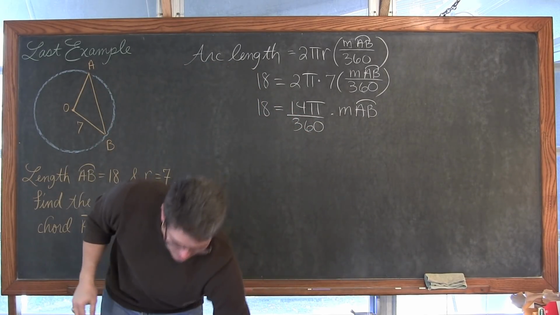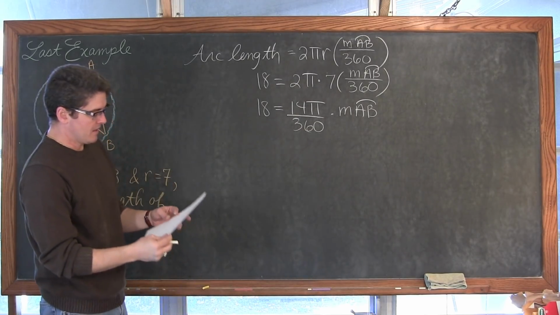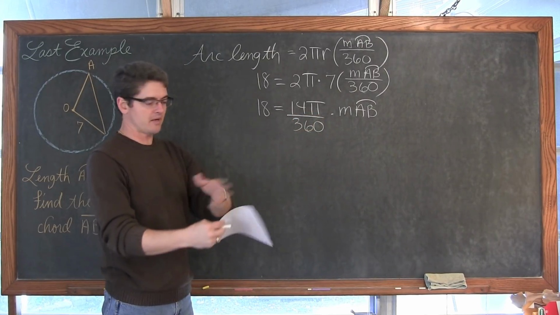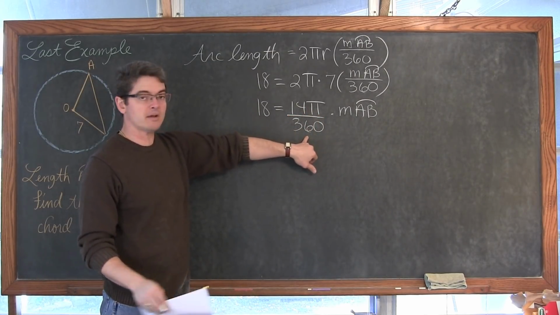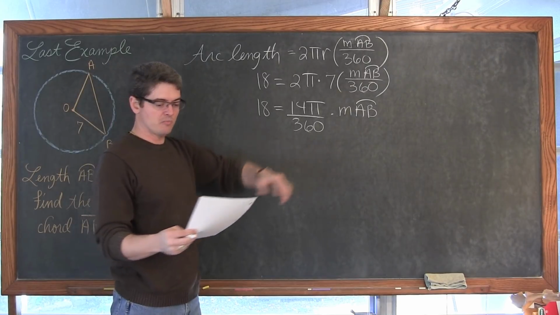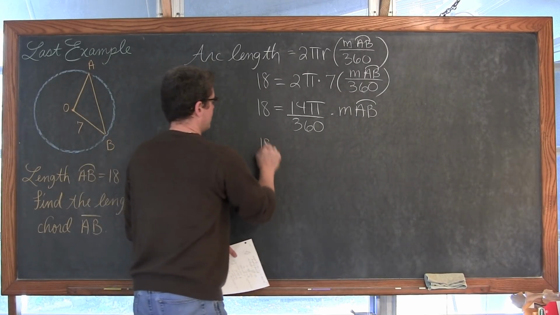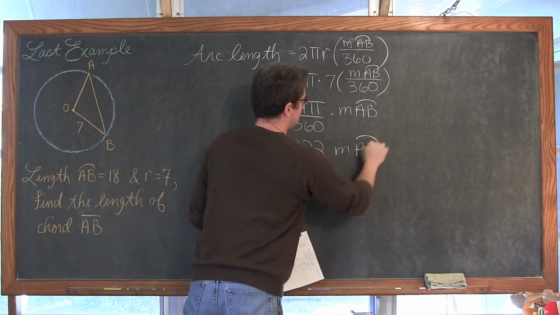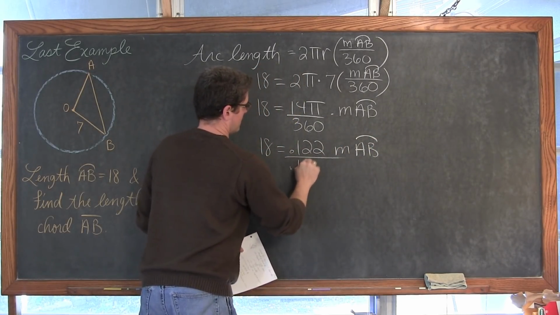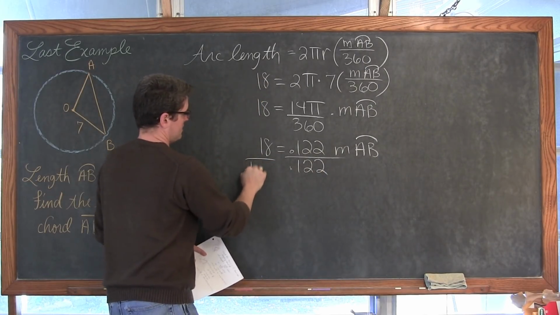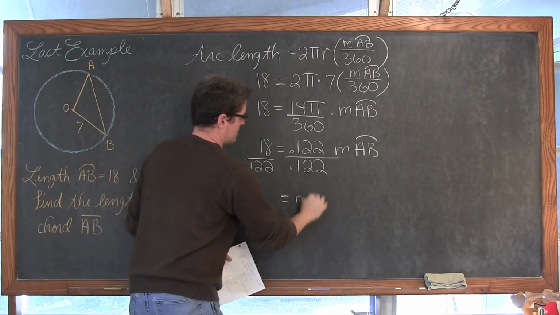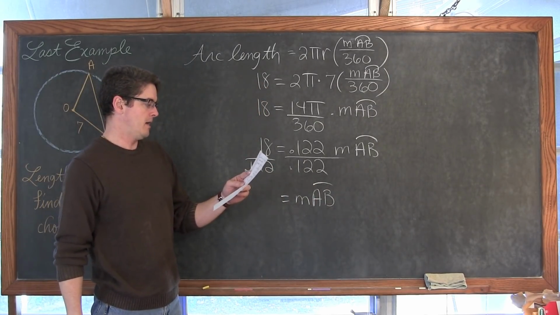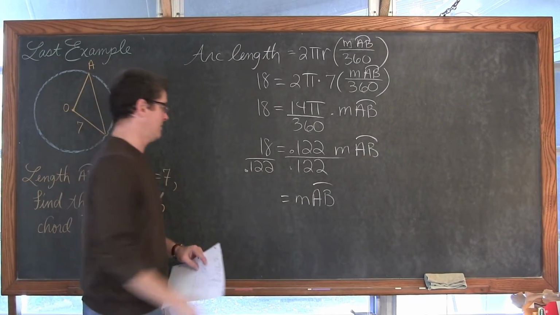Okay, well, I'm going to get to a point where I'm going to need some decimals here. 2 times 7, 14 pi, divided by 360 is equal to 0.122. So you have 18 equals 0.122 times the measure of arc AB. Divide both sides by 0.122, and the measure of arc AB is equal to 147.5 degrees.